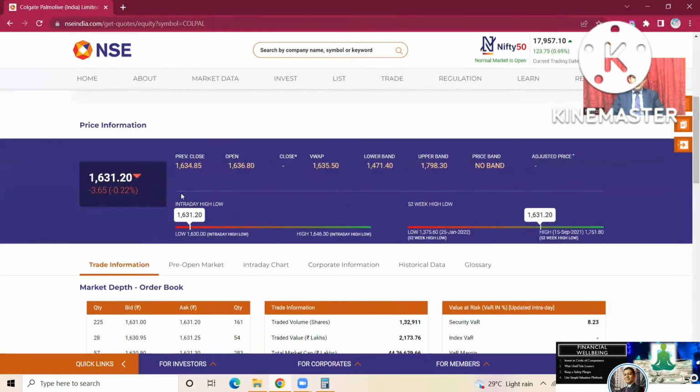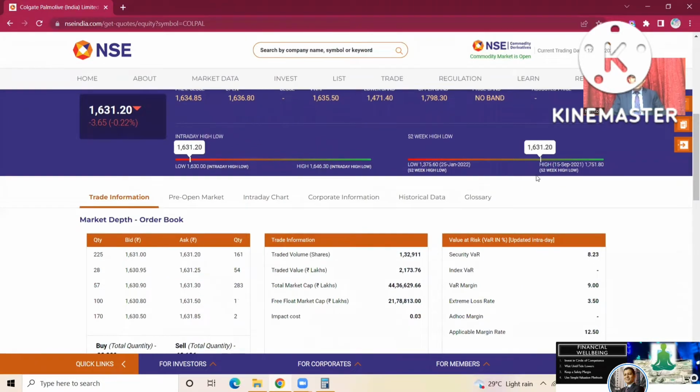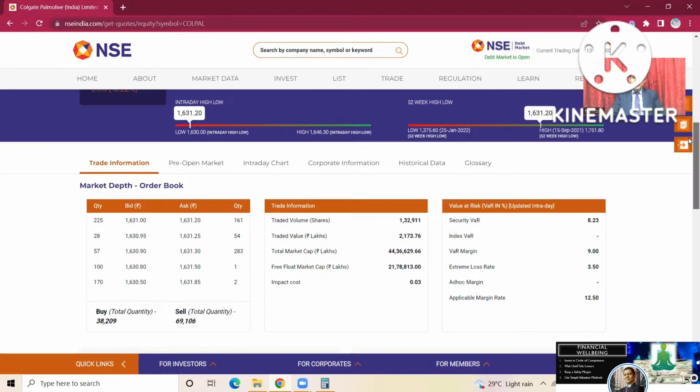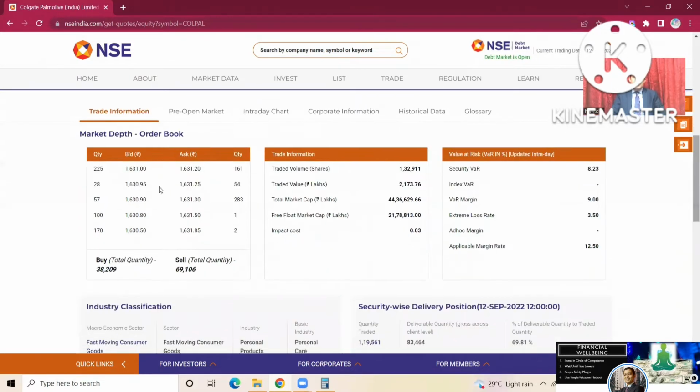Then we have other parameters like the previous close, opening, VWAP, lower band, upper band. This is all the price variation in the day, the intraday high and low. This makes sense for people who generally trade in the market, but it is not of relevance for a value investor. This is the market depth, meaning how many total bids there are at 1631 and the total asking at 1631.20. So this is the total bid book.